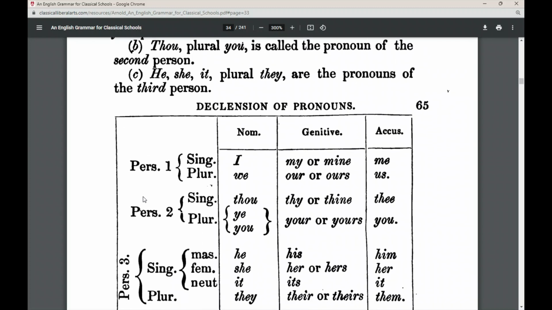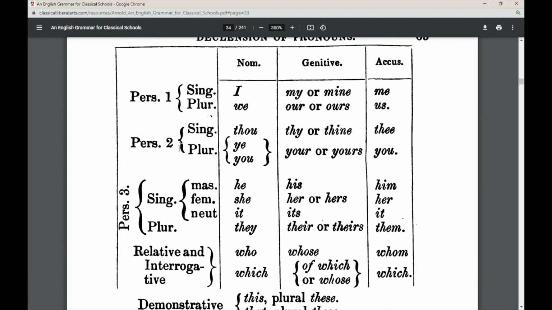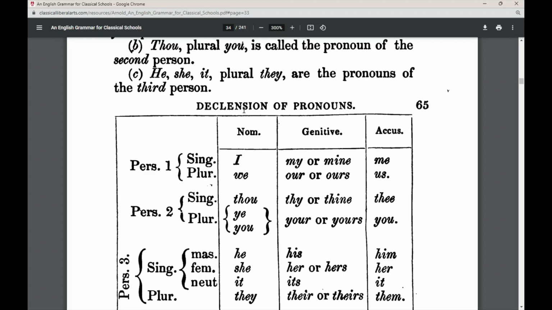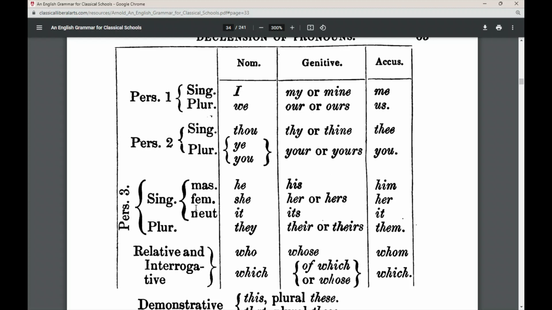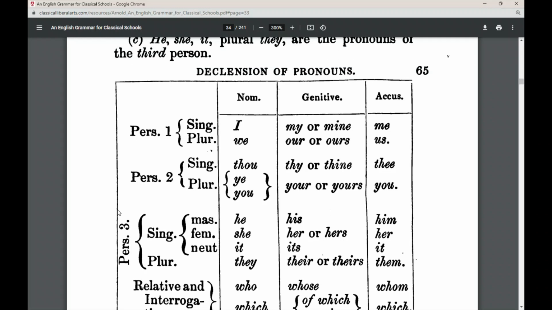Now let's go down to this chart here and see the declension of pronouns. And there's a lot of information on this chart, so let's make sure we understand what we're looking at. First of all, across the top here, you see these three names. Nam stands for the nominative case. Genitive names the second case, the genitive case, and accuse is an abbreviation for the accusative case. So English has three cases, the nominative, the genitive, and the accusative.